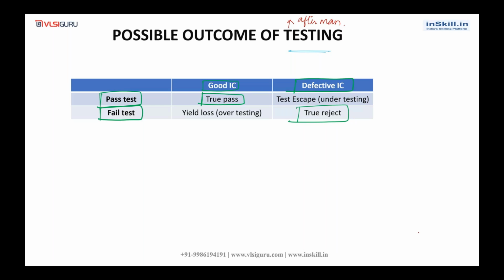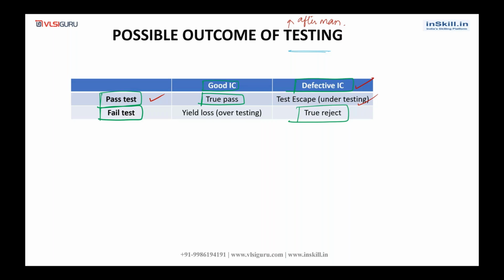But suppose a defective IC passes the test. Then that is called a test escape. It is also called under testing. If a defective IC passes the test, it is called a test escape, also called under testing.